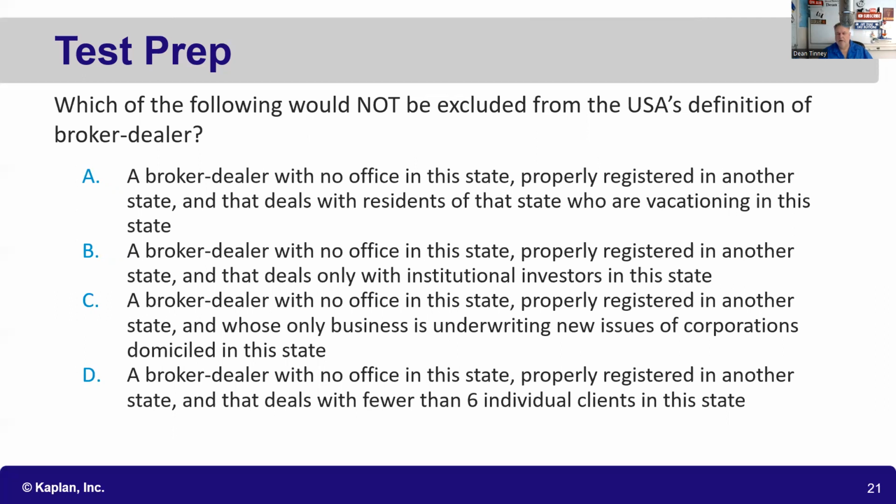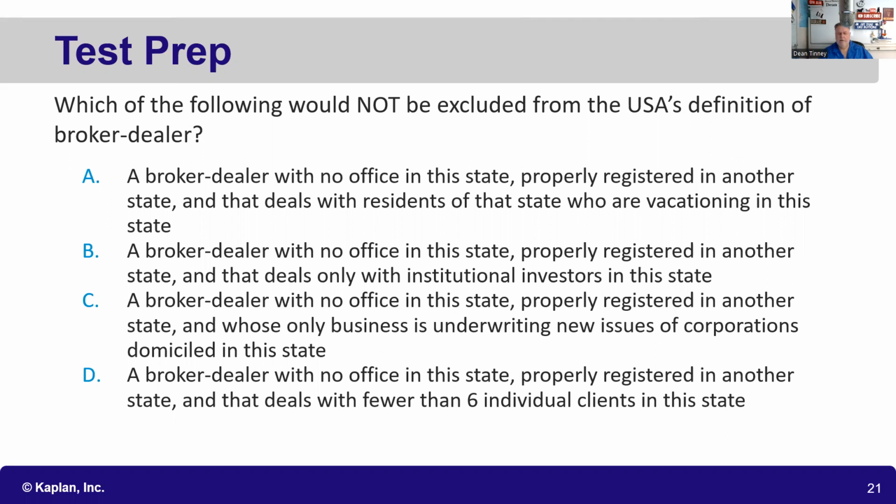And we're looking for somebody who is not excluded, somebody who needs to register. B, a broker-dealer with no office in this state. Again, my suggestion, put a state in there. Pick your state, I'm Nevada. A broker-dealer with no office in Nevada, properly registered in California, that deals with institutional investors in Nevada. Again, excluded. C, a broker-dealer with no office in Nevada, properly registered in California, whose only business is underwriting new issues of corporations domiciled in Nevada. Again, excluded. D, a broker-dealer with no office in this state, properly registered in another state.